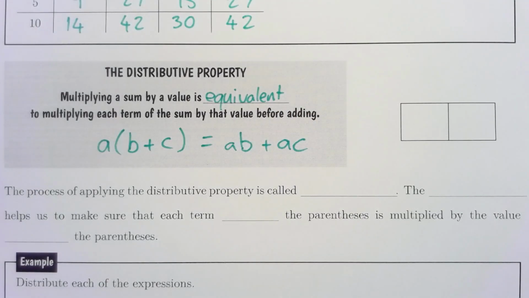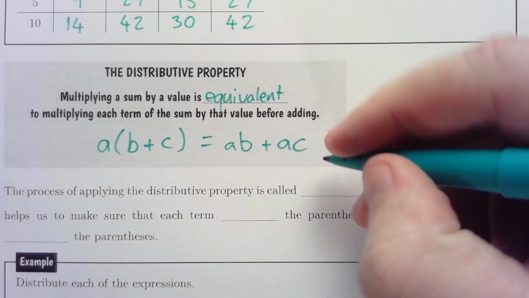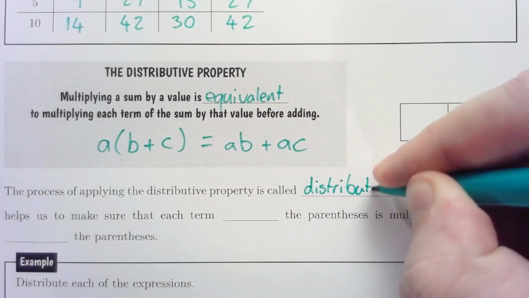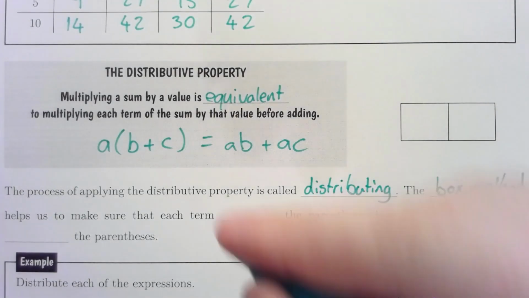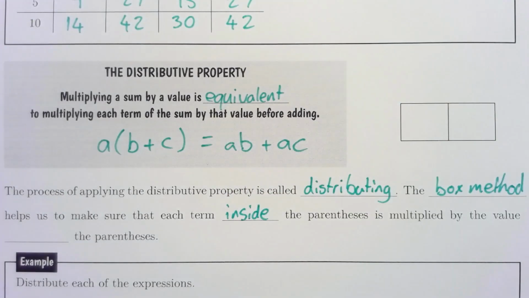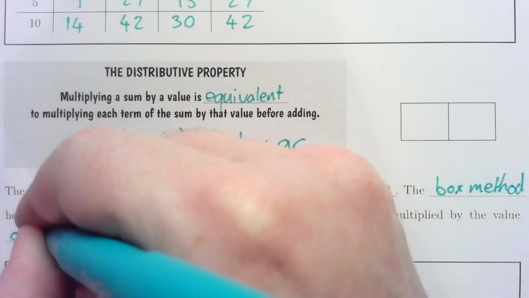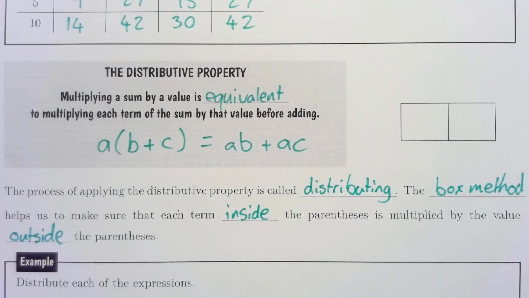So if we want to multiply b plus c by a, we could just multiply both b and c by a separately first and then add them together. The process of applying the distributive property is called distributing. We can use something called the box method to help us make sure that each term inside the parentheses is multiplied by the value outside the parentheses. We can illustrate this by drawing this box diagram.